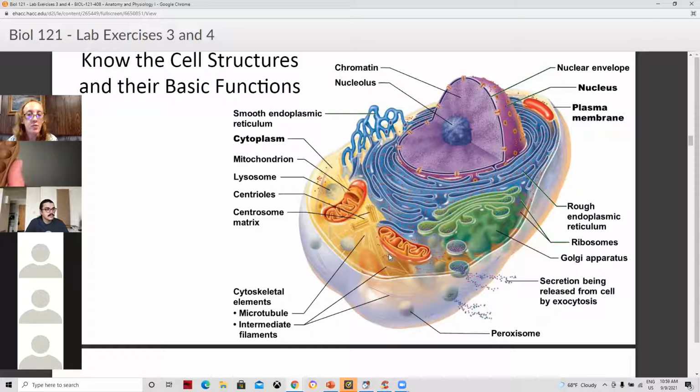That's what the Golgi apparatus does, it processes things and packages them, kind of like the post office packages the mail, the proteins, and makes sure that they get sent to the right place.